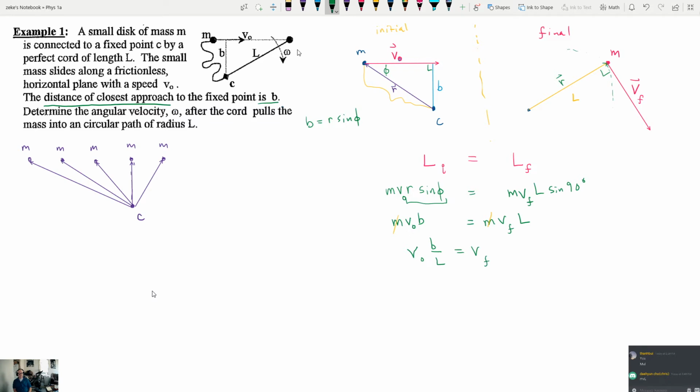But the problem asks us to calculate the angular speed. We want to know at what angular speed this object is going to rotate around this circle right here. So how do I convert from the velocity, the final velocity here, which is a tangential velocity, how do I convert from that into angular speed?